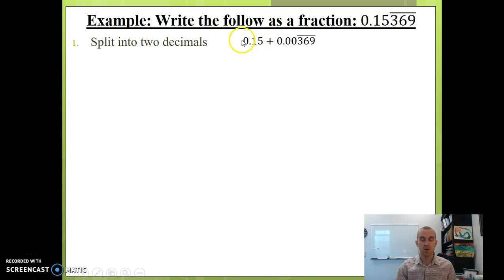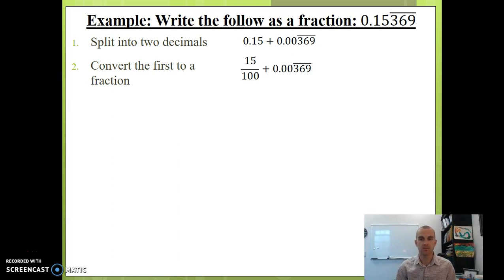Now we're going to start by converting the 15 hundredths. And I just said it as the fraction, so that makes it very easy to know how to do it. 15 hundredths, 15 out of 100. Now I'm not going to simplify it right now. We'll do that at the end after we add the two values together if we need to.